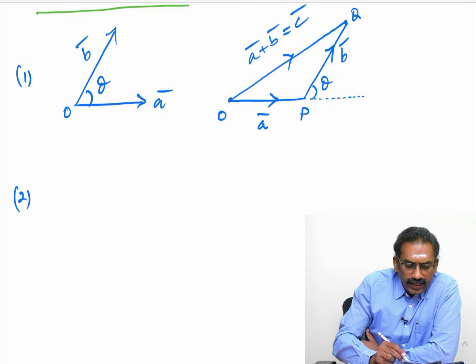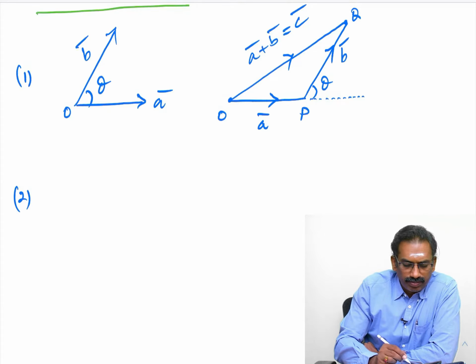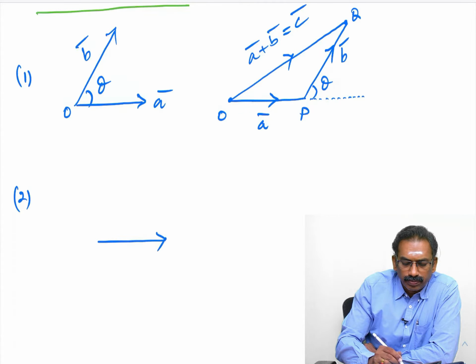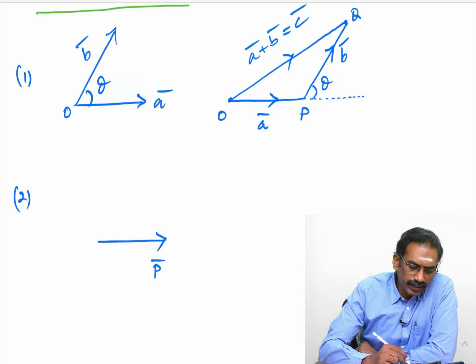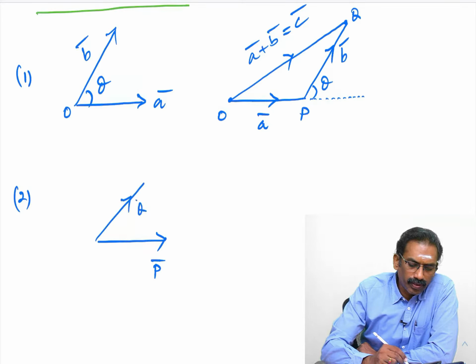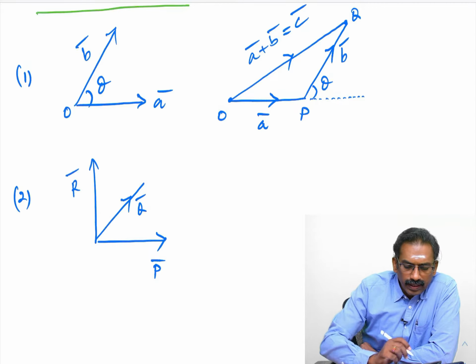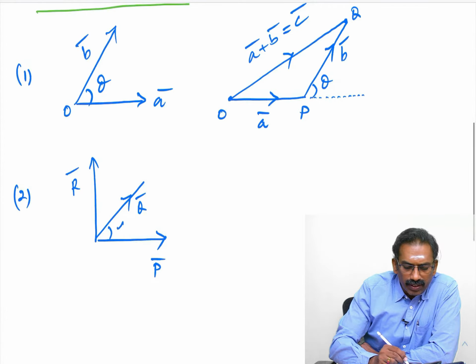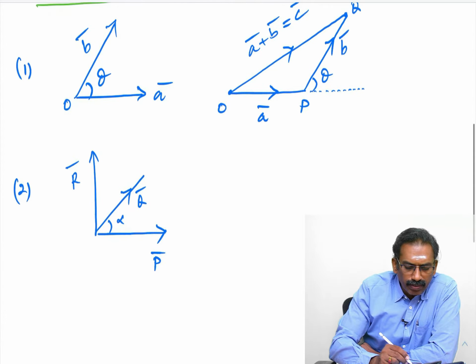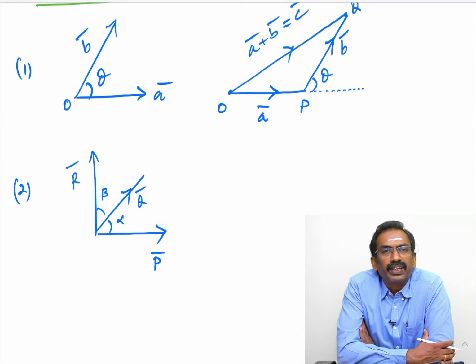Suppose there are three vectors acting at a point O. This is P vector. This is Q vector. And this is R vector. P and Q make an angle alpha. Q and R make an angle beta. We are going to add these three vectors.